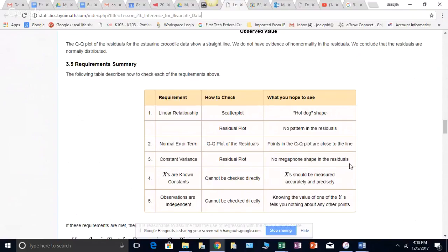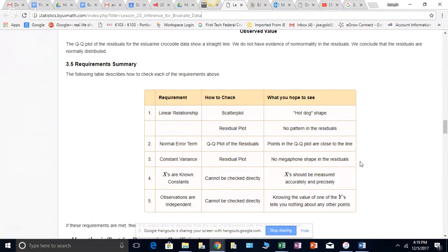If it's nothing. But my question though is, do they have to have all of them? I think so. For example, 1 is one chart, 2 is another chart, 3 is another chart. So it will only have 1. Like the linear relationship will be a scatter plot or residual plot, a hot dog shape or no pattern in the residuals.